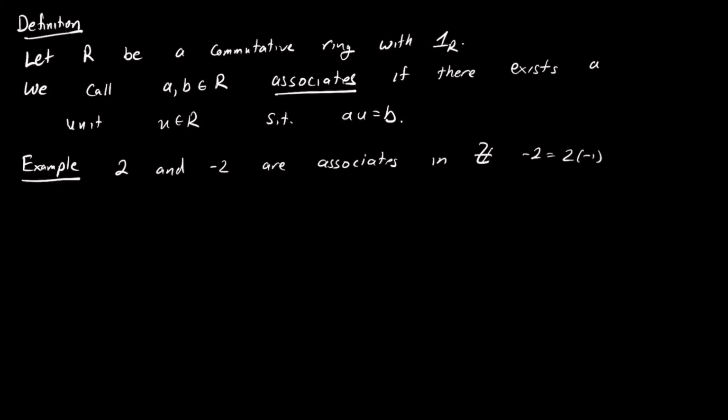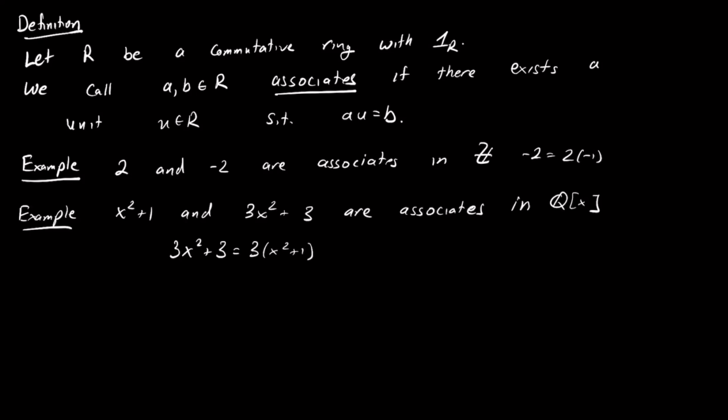So what are some examples of this? Well, 2 and negative 2 are associates in Z. Why is that the case? Well, negative 2 is equal to 2 times negative 1, and we know that negative 1 is a unit in Z. The only units in Z are 1 and negative 1. I know x squared plus 1 and 3x squared plus 3 are associates in Q. Why? Because 3x squared plus 3 is just 3 times x squared plus 1, and I know that 3 is a unit in Q. 3 is an element that's invertible under multiplication.